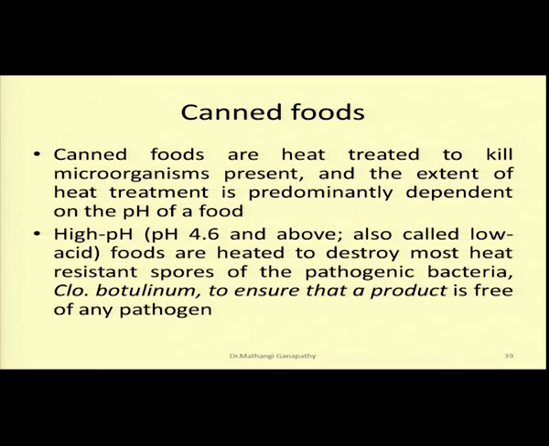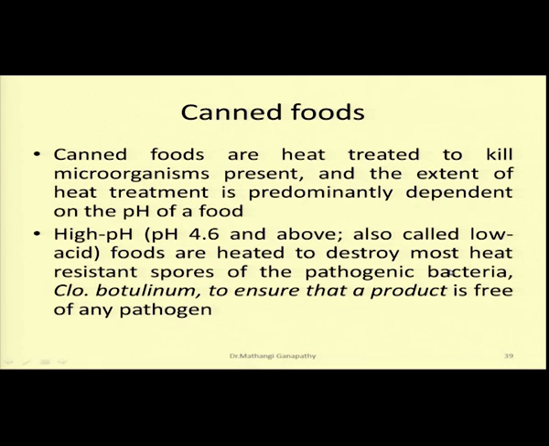And this extent of heat treatment is predominantly dependent on the pH of the food. So what is the nature of the food concerned? How are you storing it? For example, you have canned vegetables, canned fish, canned oysters, so many different things. You can store it in normal saline water, that is brine, or in tomato sauce or in some other components. So depending upon the pH of the food concerned and the storage medium, the heat treatment which the can undergoes will change, because you don't want to cause changes to the storage media concerned there in the can.